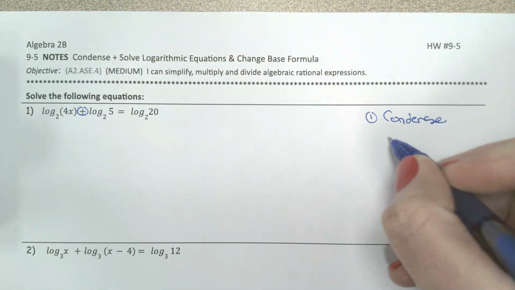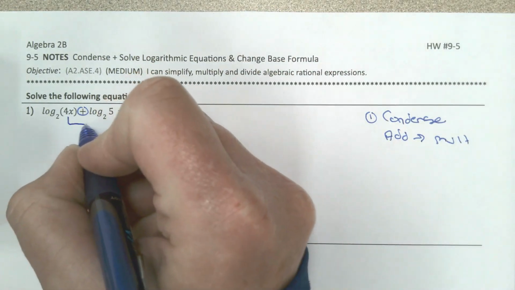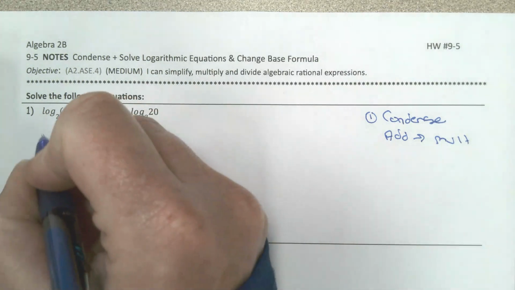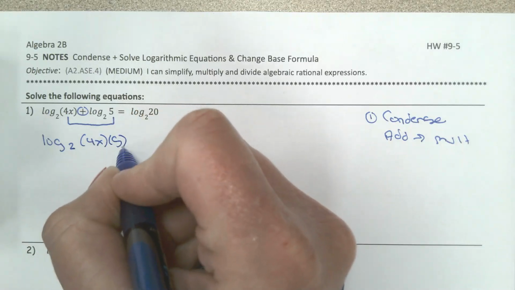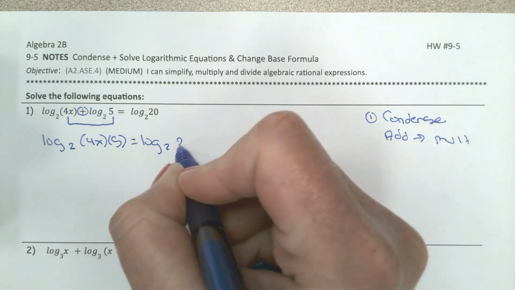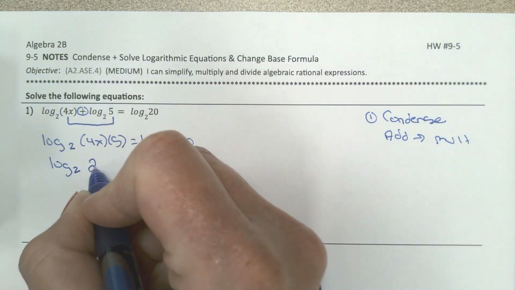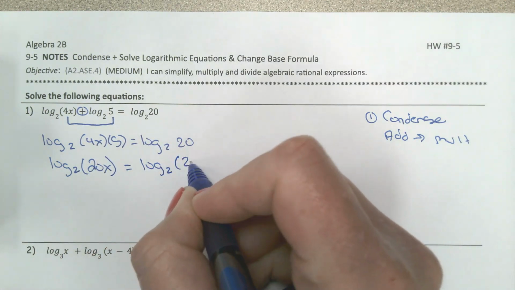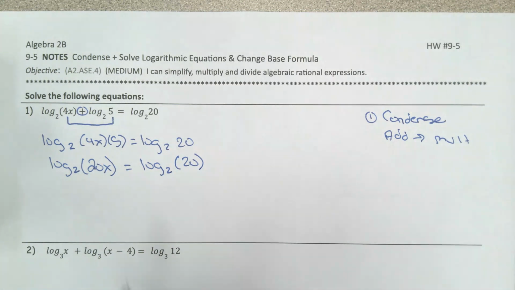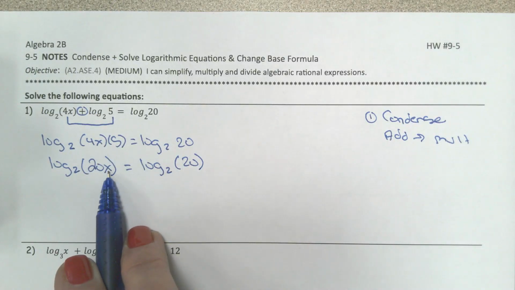And that addition there is condensed via multiplication. So I'm going to multiply the 4x and the 5. So I have log base 2 of 4x times 5 equals log base 2 of 20. I'm going to finish multiplying that and get 20x equals log base 2 of 20. So the parentheses aren't completely necessary, but it gives me a good visual so that I know and understand that this is all together as one single term.